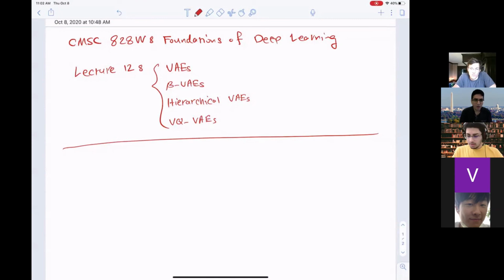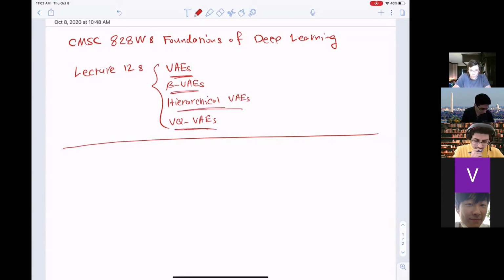All right, let's start. So today we are going to start talking about deep generative models. We'll start with variational autoencoders, VAEs, and hopefully we'll be able to cover some different variations of VAEs, like beta VAEs, hierarchical VAEs, and VQ VAEs as well. All right, so let's start.